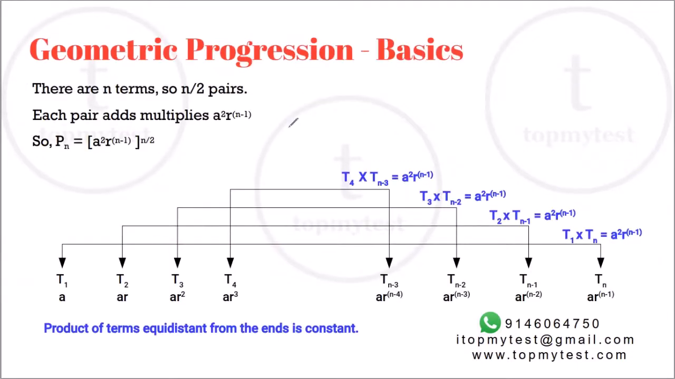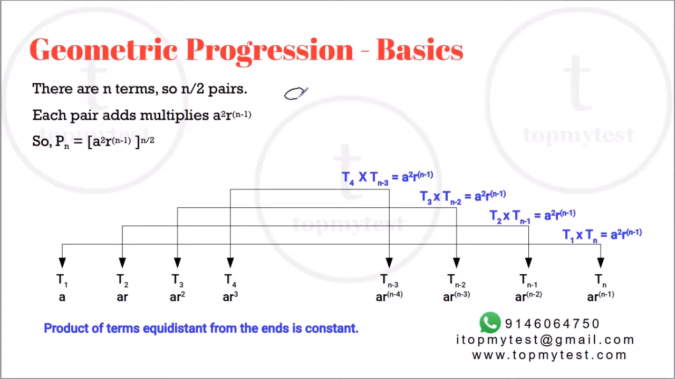Now, just as with an arithmetic progression, we can have some derivations about the sum of the series and the properties of a geometric progression. Key point is, in a geometric progression, the product of the terms equidistant from the end will be the same. In arithmetic progression, the sum of the terms was the same. So in geometric progression, the product will be the same.